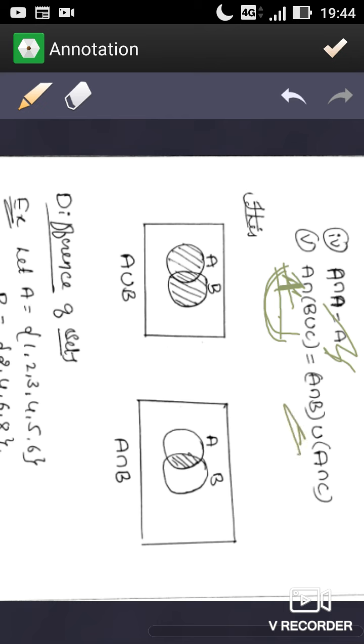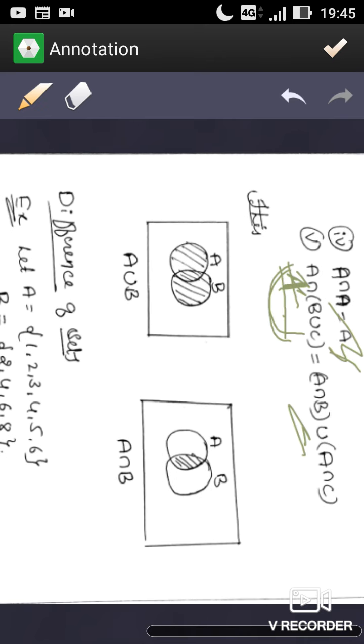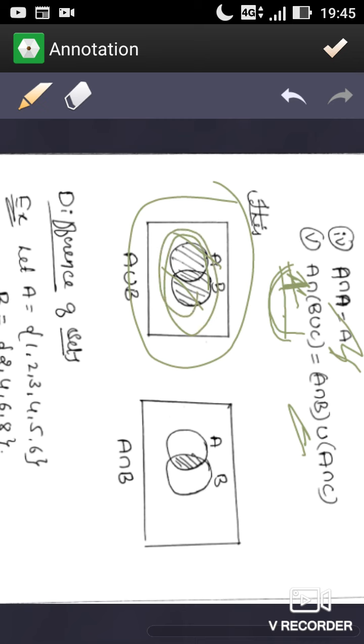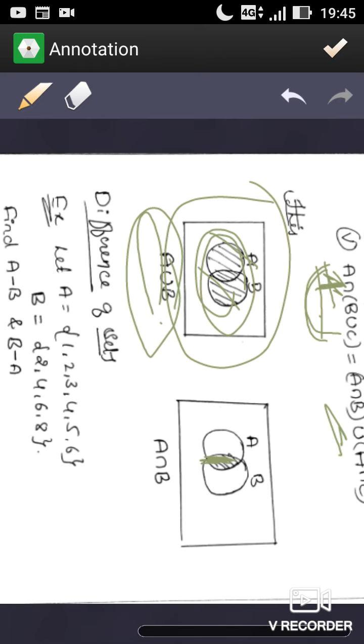Next is how to represent the union of two sets and the intersection of two sets. By the Venn diagram we can easily know. A set union B set means we take both sets. Whatever elements are present in both sets, we take all those elements present in A and B set. Next, A intersection B means we take these part elements only. This is how to represent union and intersection of sets in a Venn diagram.